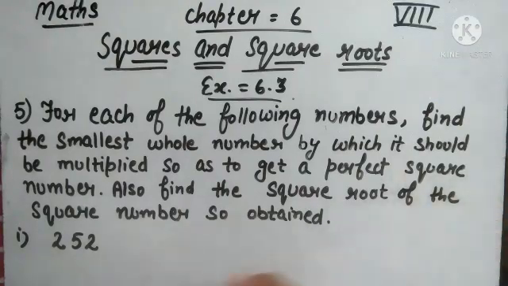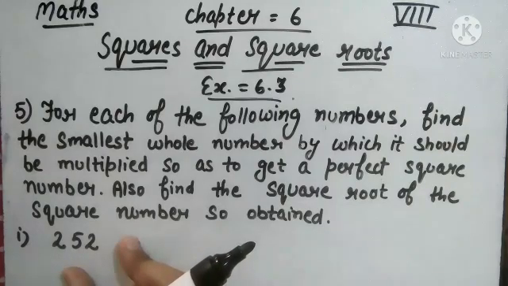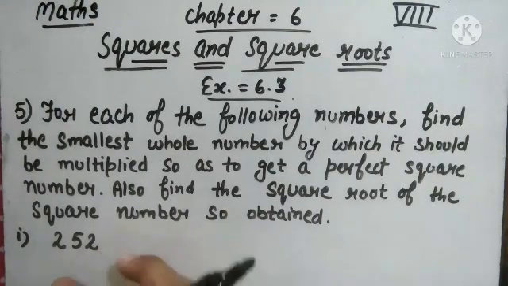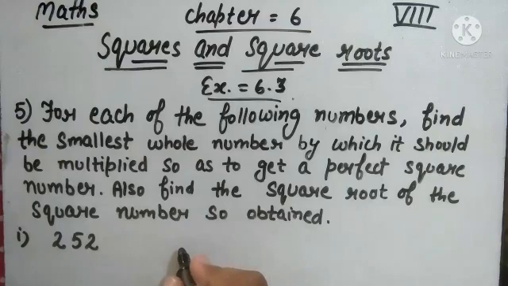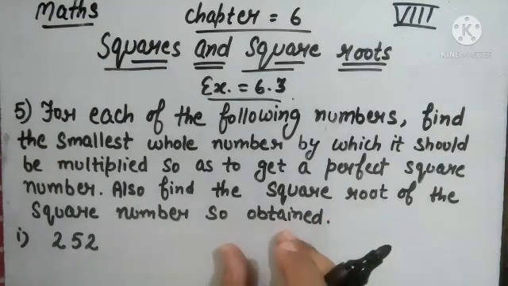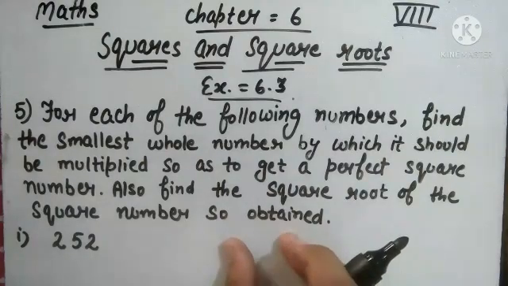So first point is, in this fifth sum the numbers which are given are not perfect squares. First of all you have to find the smallest number that should be multiplied by the given number so that it becomes a perfect square, and when we get the perfect square, we have to find the square root of the number which we obtain. Okay, so let's start.